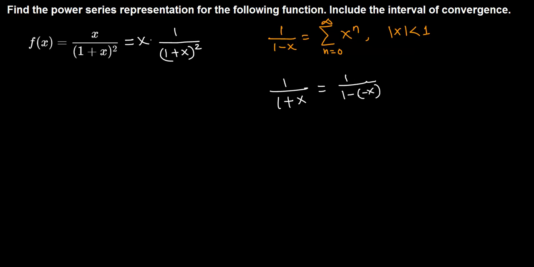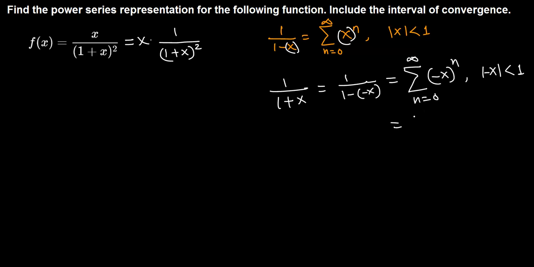Now this is in the form of 1 over 1 minus something. That is given by the sum, n from 0 through infinity, of whatever we have here raised to n. So we have negative x, so it will be negative x raised to n, and the same condition, absolute value less than 1, in our case absolute negative x less than 1.